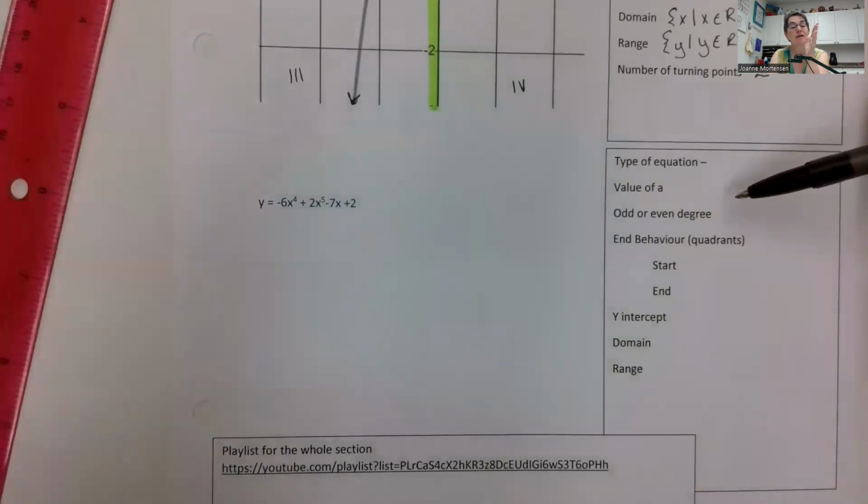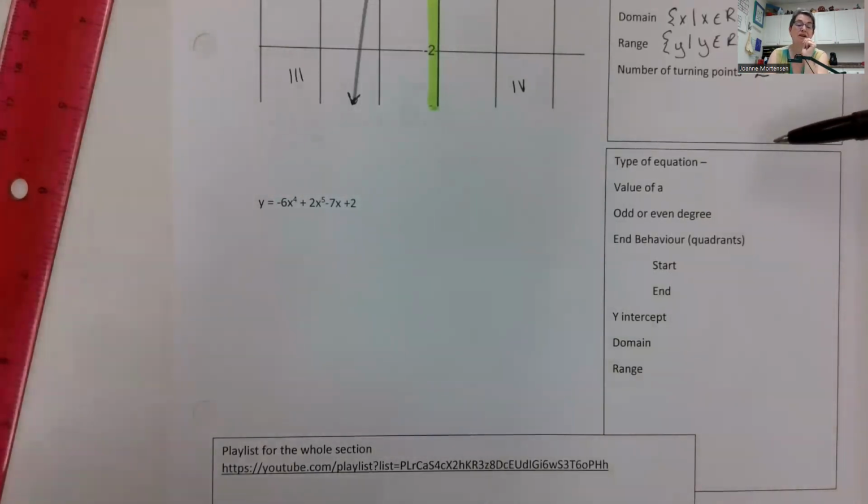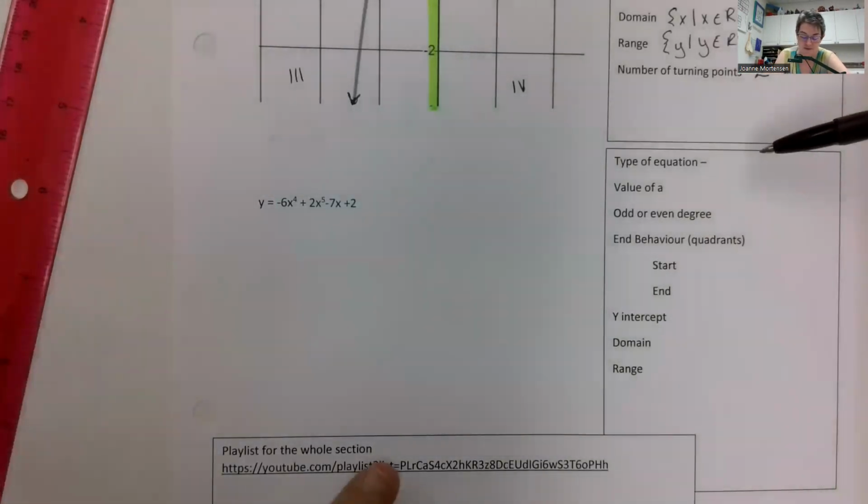Or you could probably just go to Desmos to begin with. But sorry, that's a terrible thing to encourage you to do, because you're going to write a test. You're not going to have Desmos on your test, so you need to be able to do it from the equation.